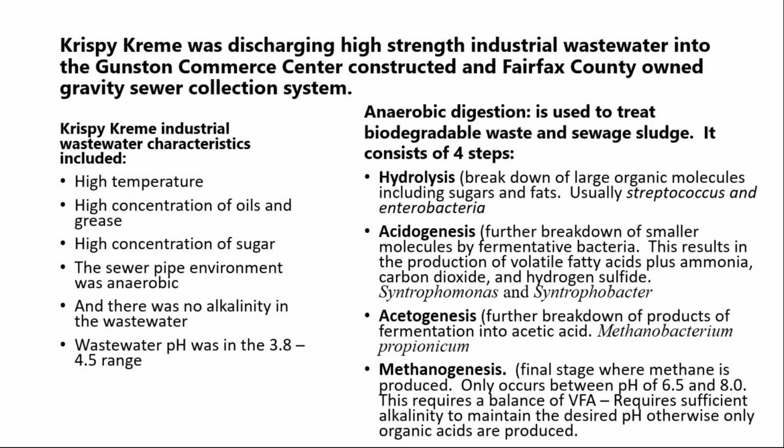And I said, well, because in an anaerobic fermentation process, if you don't have enough alkalinity to balance out against the production of the organic acids, you'll have organic acids that will drive the pH down, and you'll have serious problems with corrosion. What we found out was the pH in the system was between 3.8 and 4.5, ate up the entire ductile iron system. They had to replace a mile of pipe and a pump station and a bridge crossing.